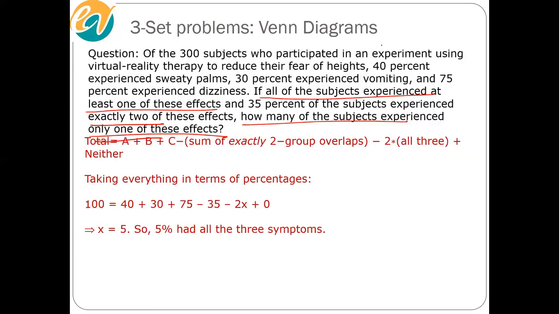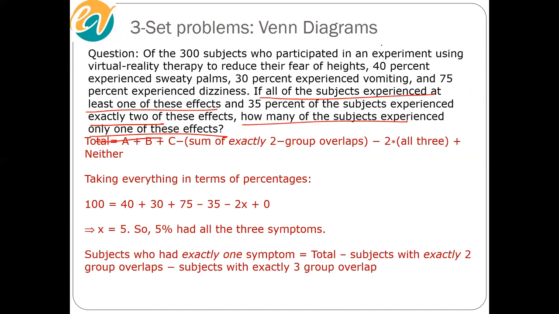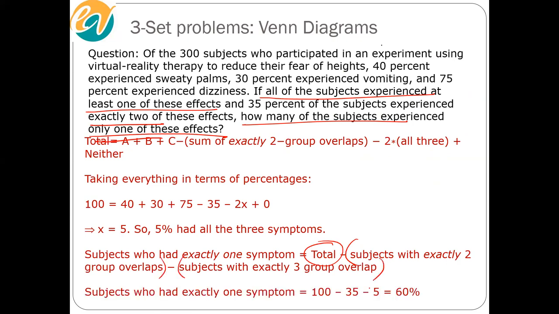Right? So total minus subjects with exactly 2 minus subjects with all the 3. So 60%. And 60% of 300 is obviously 180. So that's the answer. Any doubt, guys?